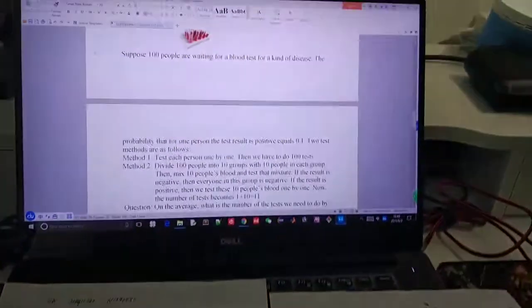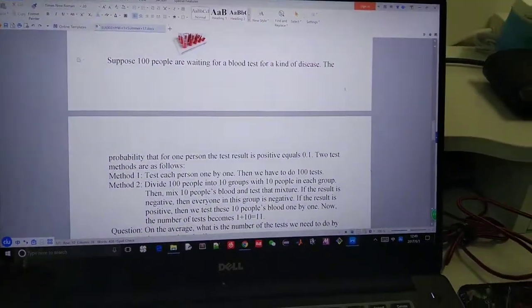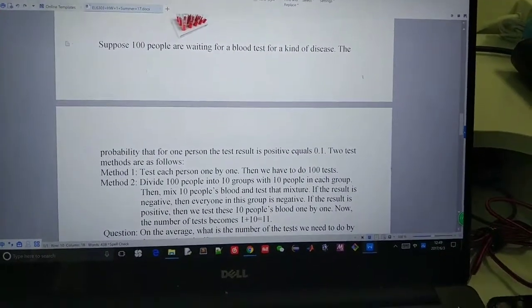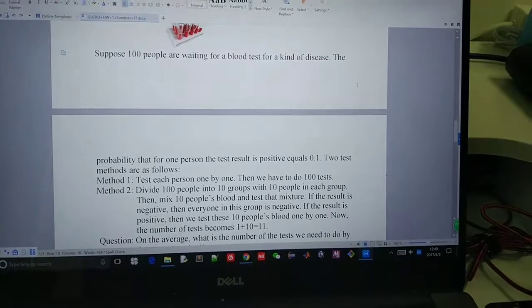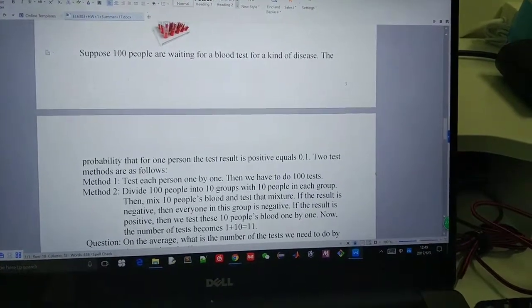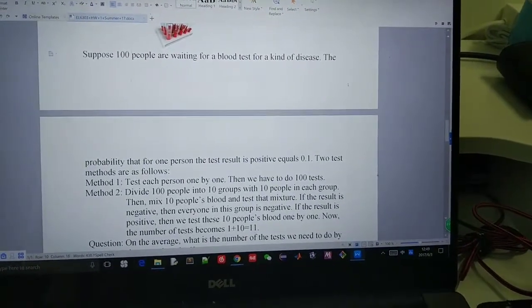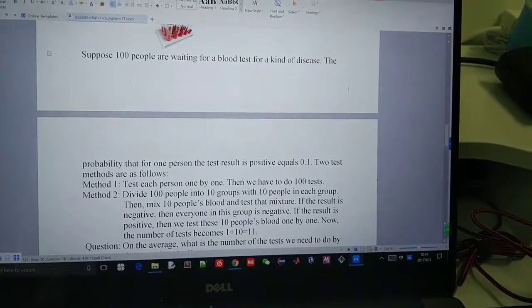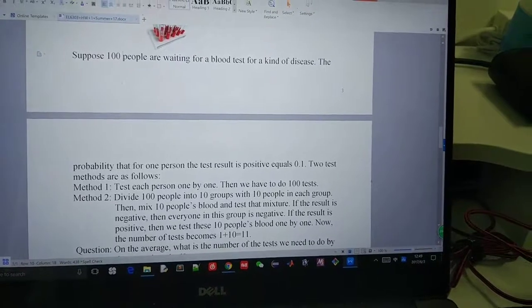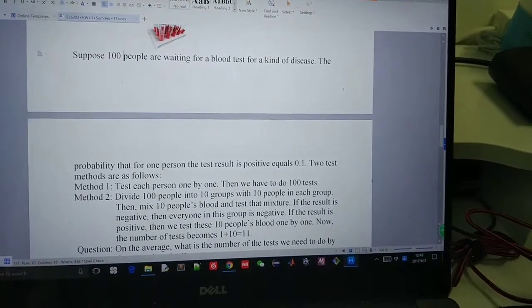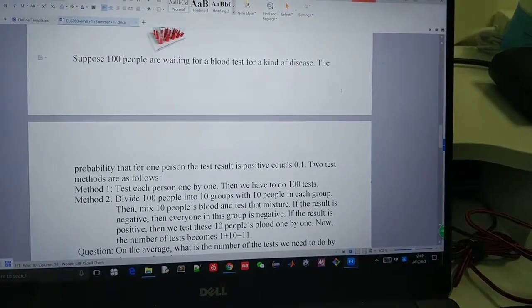And in problem 5, we suppose 100 people are waiting for a blood test for cancer disease. The probability that for one person the test result is positive equals 0.1. And there are two test methods as follows. In method 1, test each person one by one. Then we have to do 100 tests.